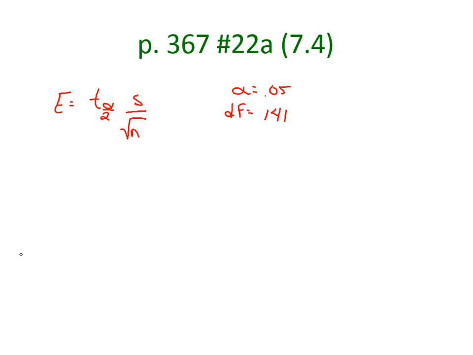Which column am I looking for? The one that has two tails is the 5%, so I'm looking at that middle column. So the T is, I'm sorry, you guys can't see, 1.984. So now to find my margin of error, we're using the 1.984.